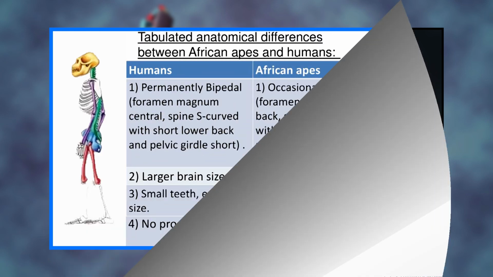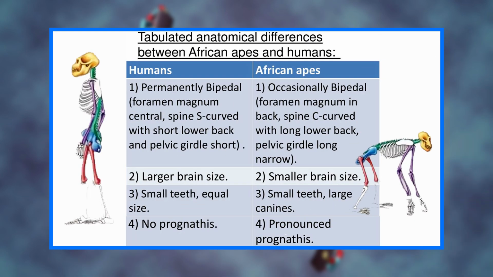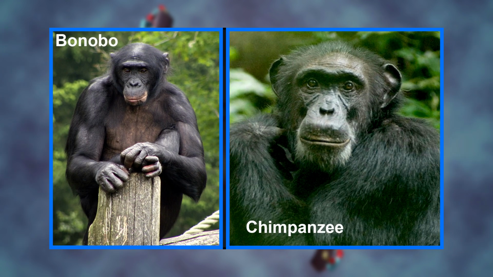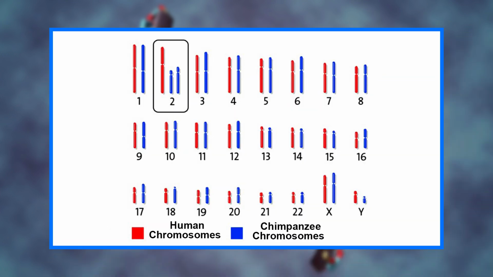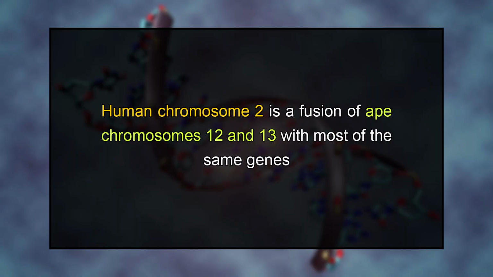With the exception of these differences, humans are quite similar to the African apes anatomically and genetically, especially to the chimpanzees and bonobos. Humans have 46 chromosomes in their cells while all of the great apes have 48. In reality, this difference is not as great as it would initially seem because the human chromosome 2 is a fusion of ape chromosome 12 and 13 with most of the same genes.